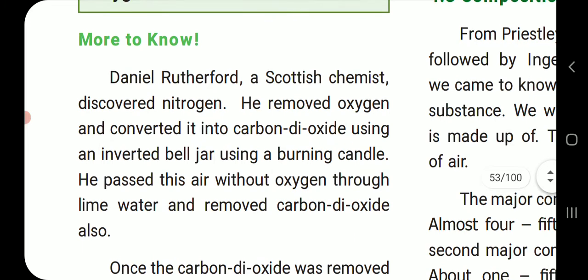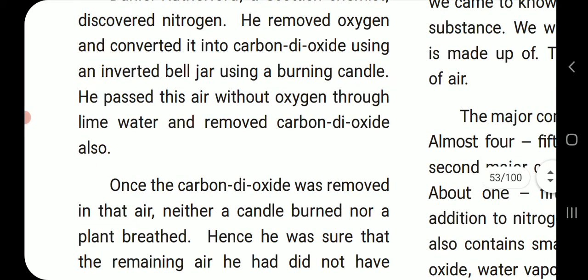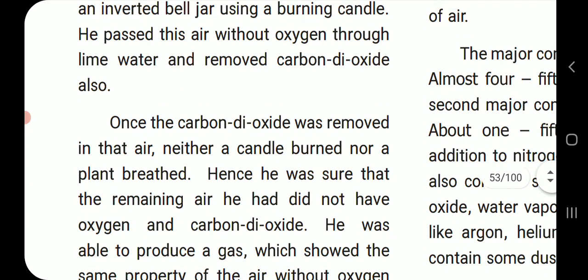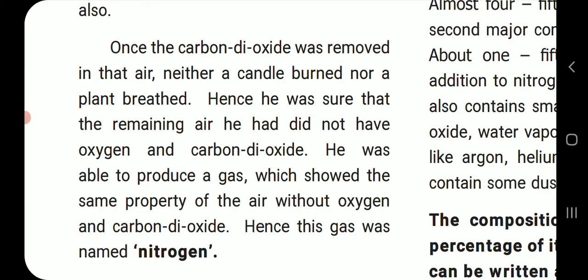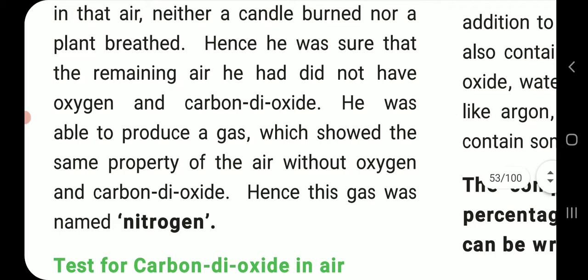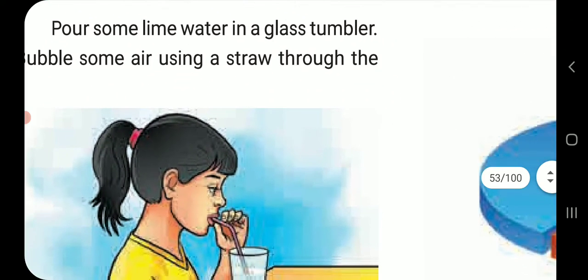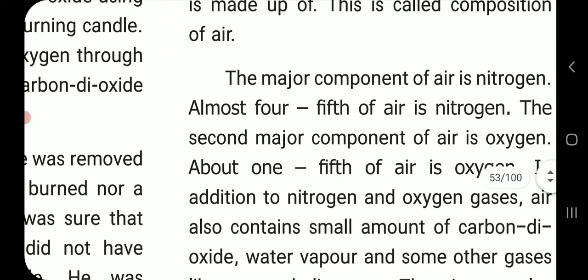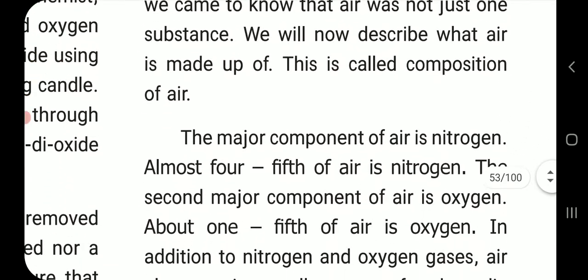Now, Daniel Rutherford, a Scottish chemist, found that apart from carbon dioxide and oxygen, we have another gas called nitrogen. He inferred that nitrogen is the maximum content in the air. This was proved by Rutherford. Now, the composition of air.